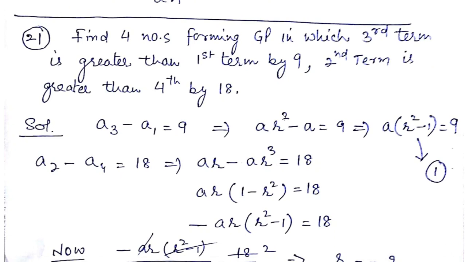Question number 21. This question is asked in the examination many times. Find 4 numbers forming a GP in which the third term is greater than the first term by 9. It means a3 minus a1 is equal to 9. ar square minus a is equal to 9. And taking a common, it means a into r square minus 1 is equal to 9. Let it be number 1. Now check the second statement. The second term is greater than the fourth term by 18.